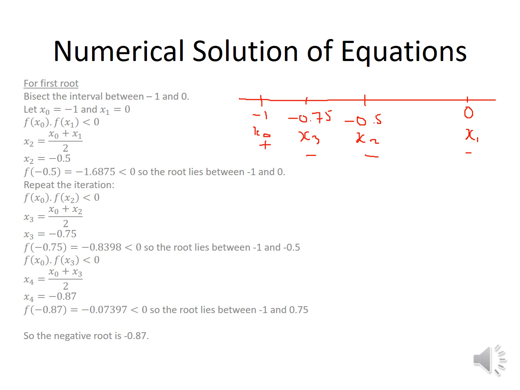Again, we continue to approximate the next root. f(x0) multiplied by f(x3) is negative, because plus times minus is minus. So x4 is (x0 + x3) divided by 2. So we have -0.87, and the value here is negative. So this is x4.